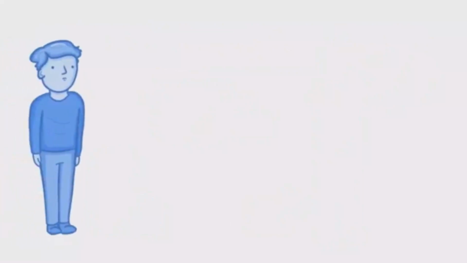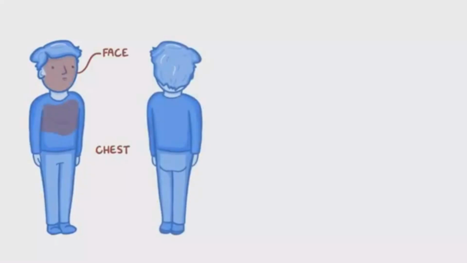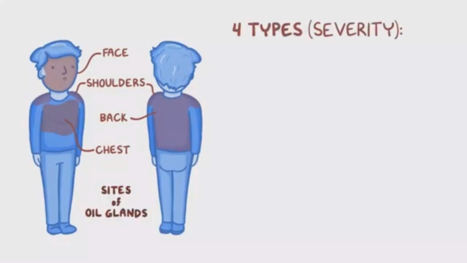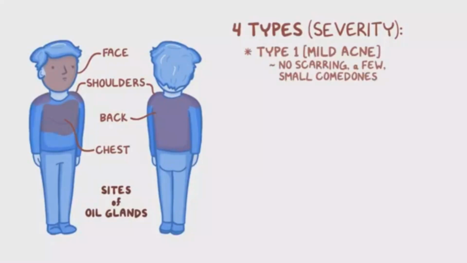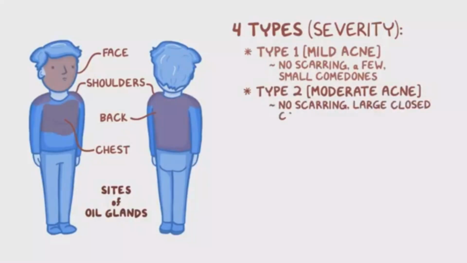Acne vulgaris most often happens on the face, chest, shoulders, and back, the sites of oil glands, and it can be categorized into 4 types based on severity. In type 1 or mild acne, there's no scarring and only a few small comedones. In type 2 or moderate acne, there's also no scarring, but there are large closed comedones, called papules, which sometimes break and leak out pus.